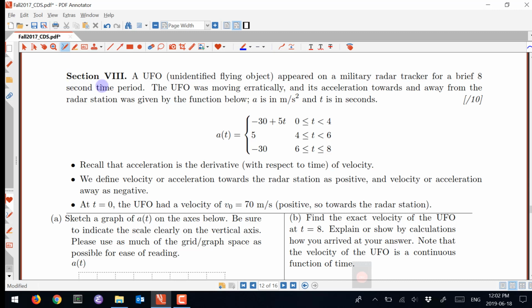In this video, we're going to look at Section 8 from the December 2017 exam for Math 121. The scenario is that there's a UFO that's been tracked, and we've measured the acceleration data for it. We note immediately that this is a piecewise function, where two of the intervals have relatively simple functions, constant acceleration of 5 meters per second squared and negative 30, and one interval where things are a little more complicated.